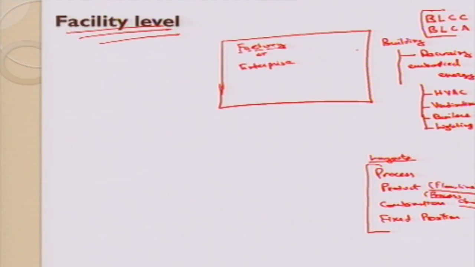So next, I am talking about layout. The layout, these are the layout types. The layout has to be designed in such a way that we have minimum material movement, and we should have the appropriate pathways for workers.